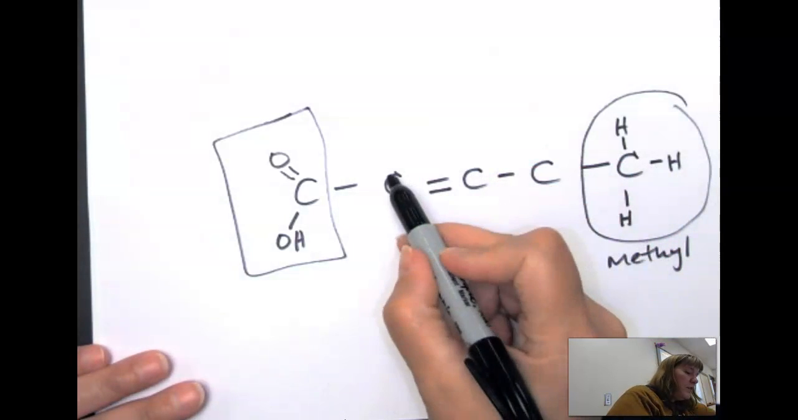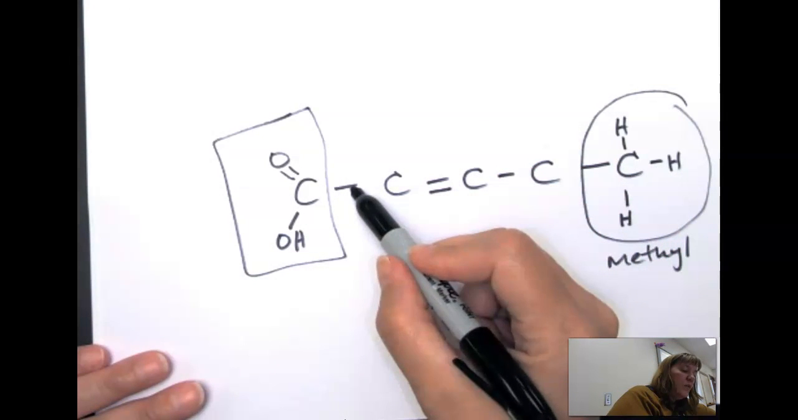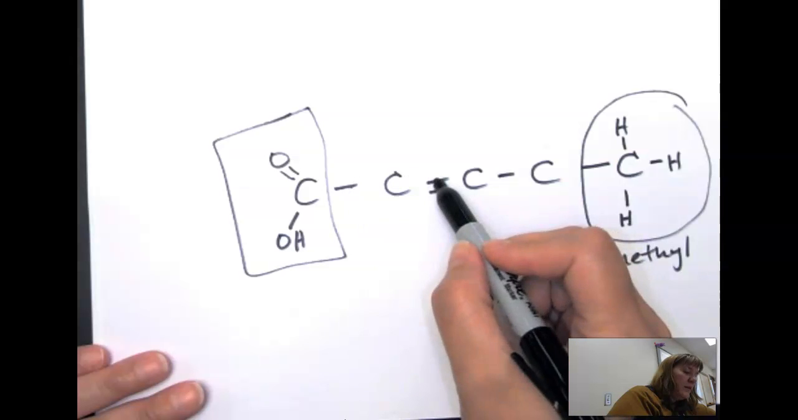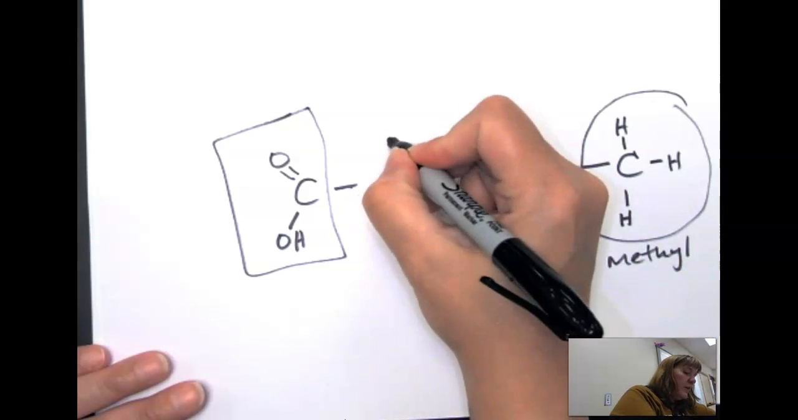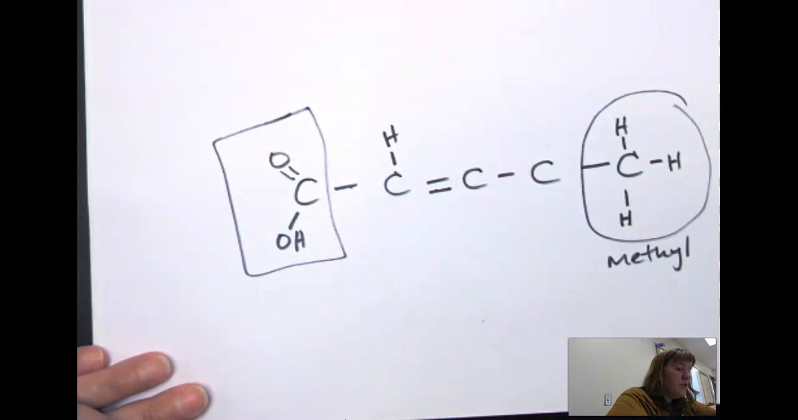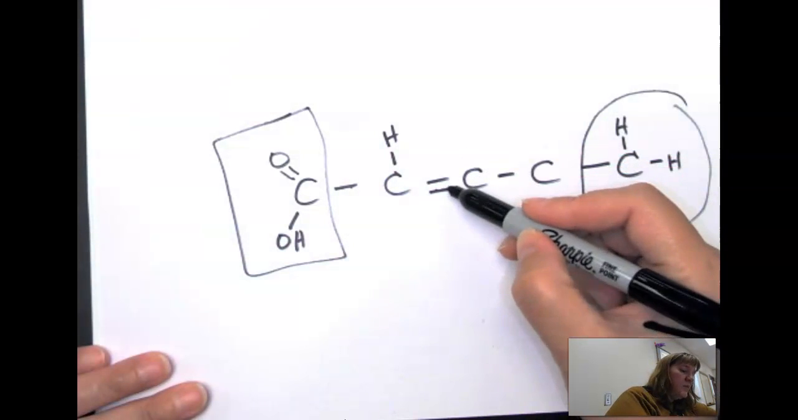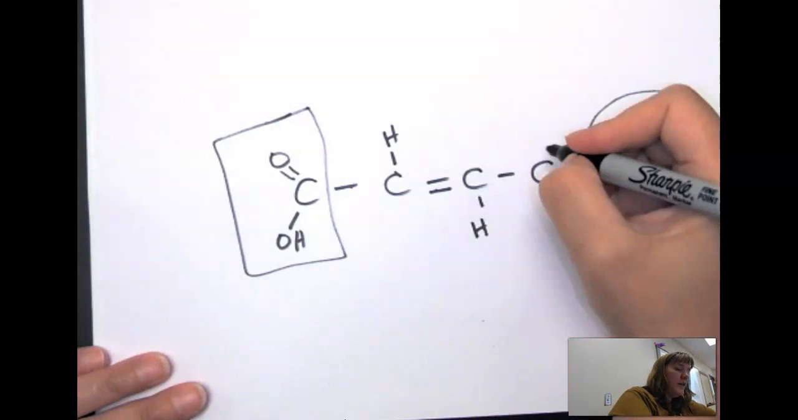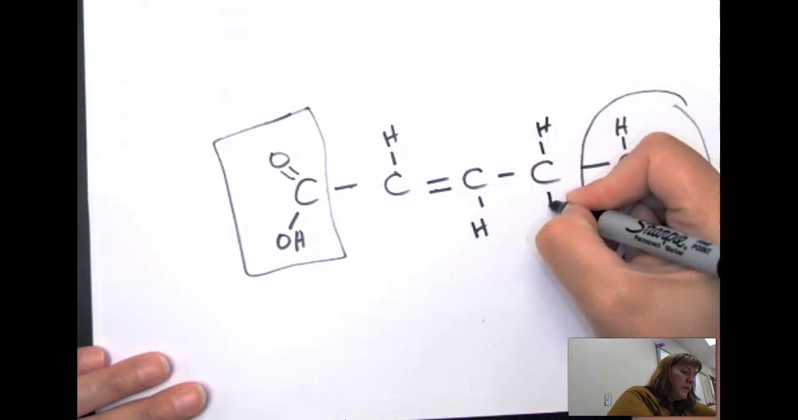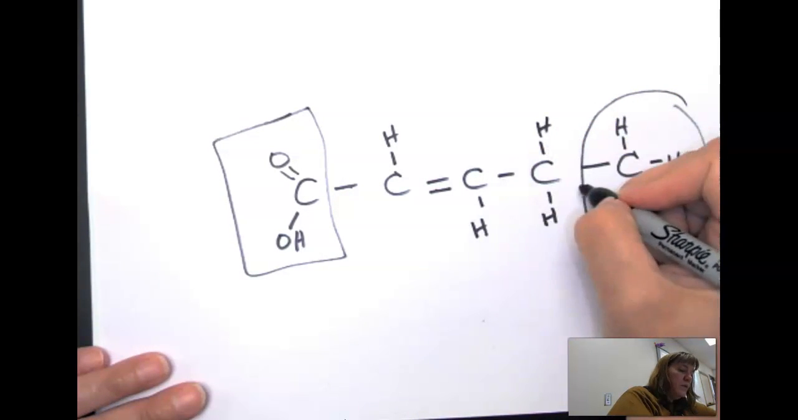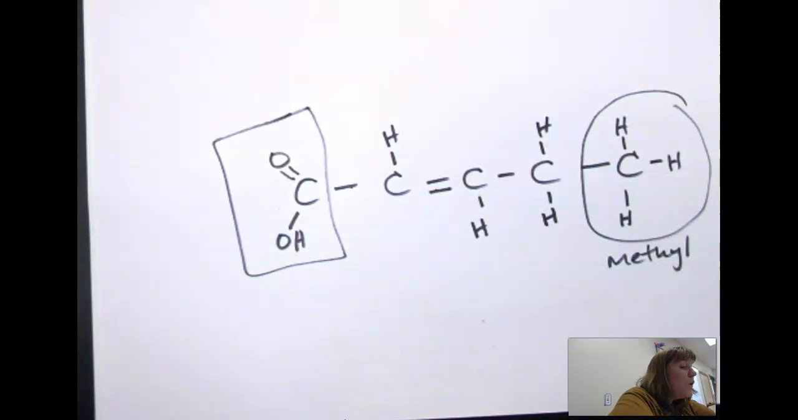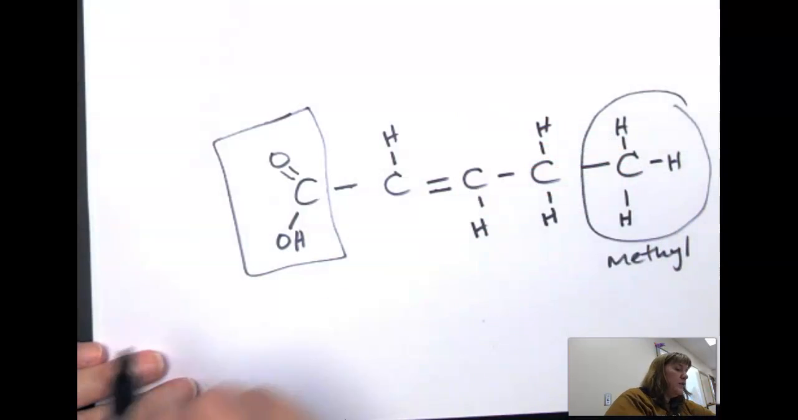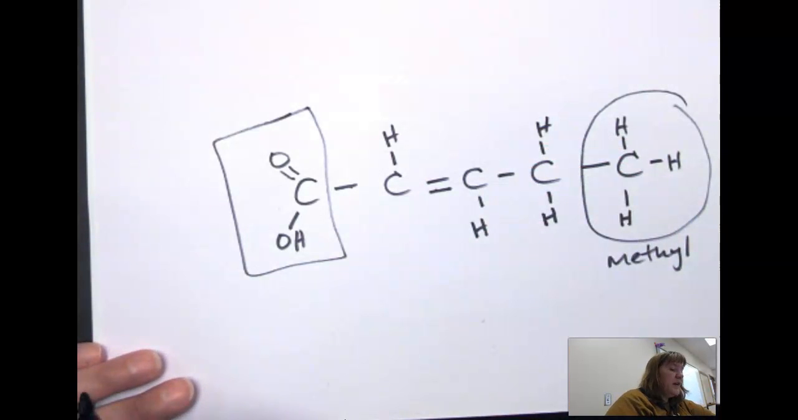But now this carbon can only handle one more bond because it has 1, 2, 3. So I can only put one more hydrogen off of it. This has 1, 2, 3. So I can only put one more hydrogen off of it. This one's still good. I can put 1, 2, 3, 4. But it's no longer saturated with hydrogens. You can notice the void that it creates.